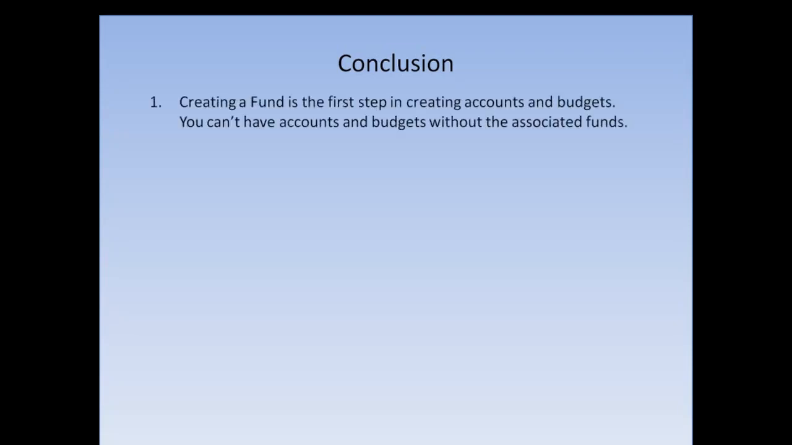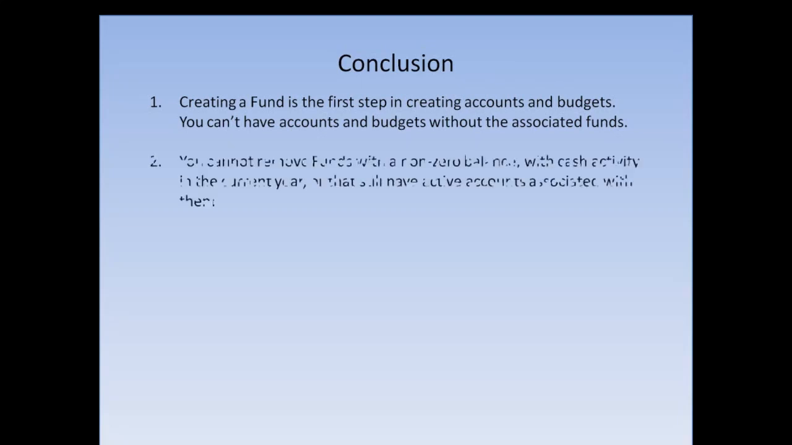Except when you first set up UAN to manage your entity's accounting, you probably will not often use the Fund Maintenance tool except to add new levy funds or trust funds to support your entity. The key points you will want to remember for maintaining funds are: 1. Creating a fund is the first step in creating accounts and budgets. You can't have accounts and budgets without the associated funds. And 2. You cannot remove funds with a non-zero balance, with cash activity in the current year, or that still have active accounts associated with them.